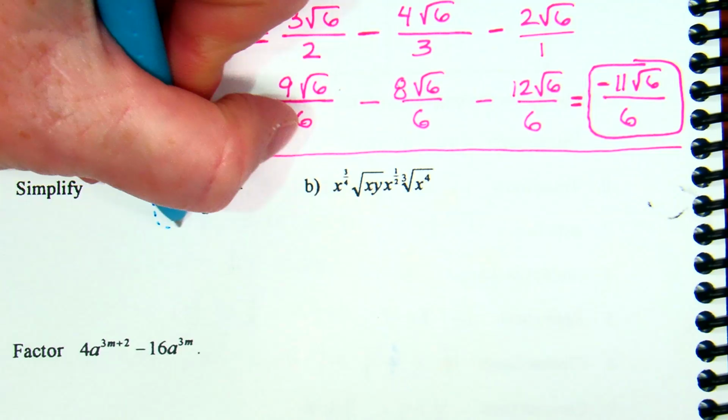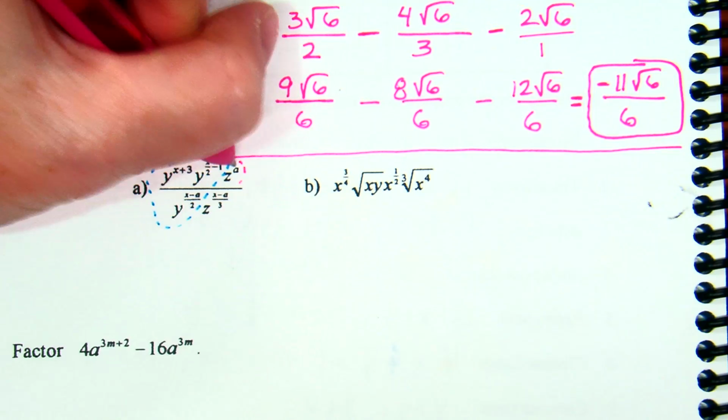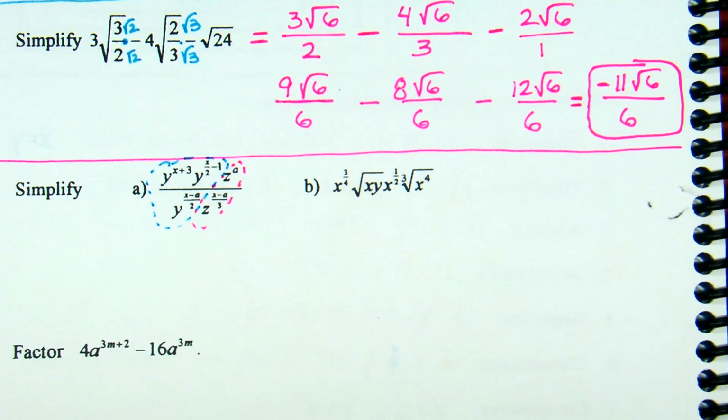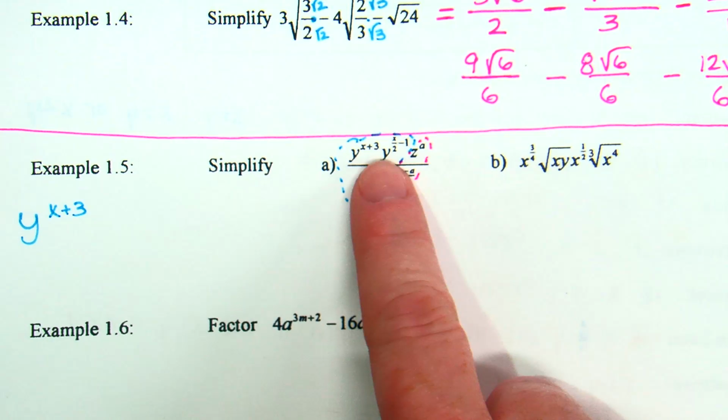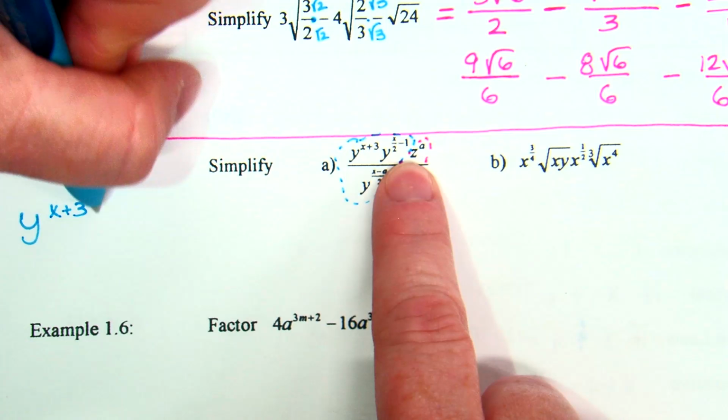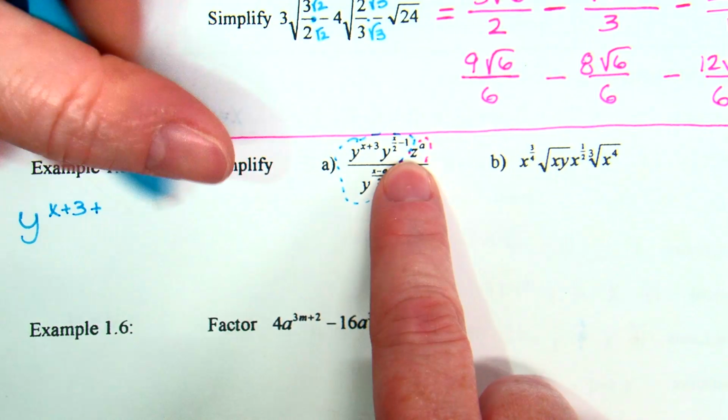So if I look at y's, my powers on my y's, there's an x plus 3, right? The y right next to it, we're going to add those exponents. So keeping the base of y, I'm going to add x over 2 minus 1. And then what do I have to do?